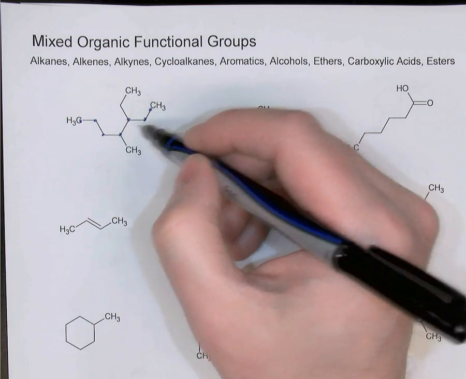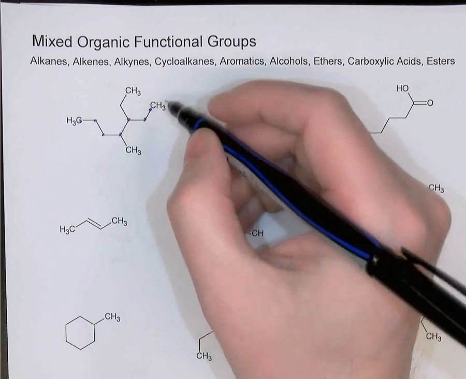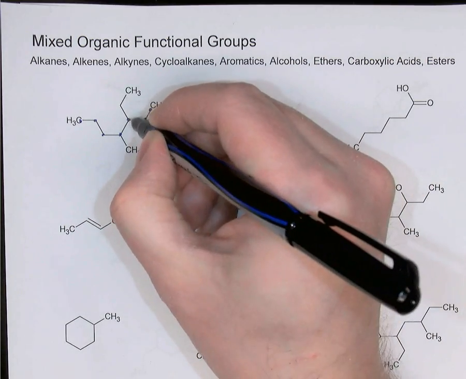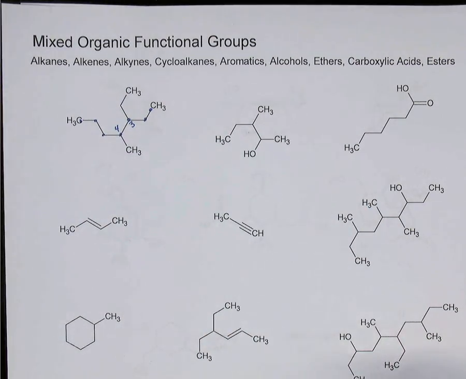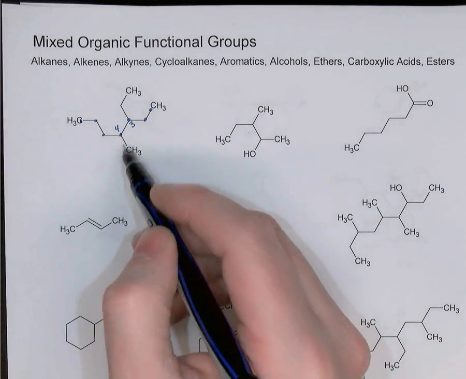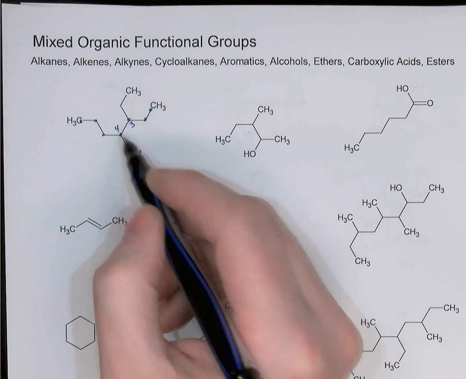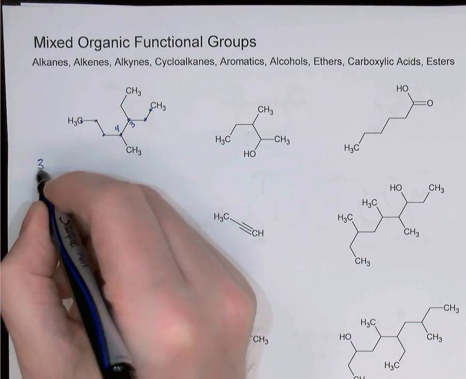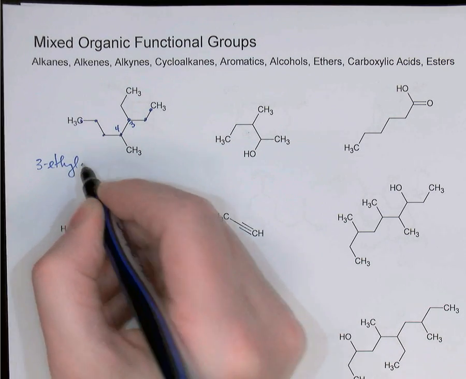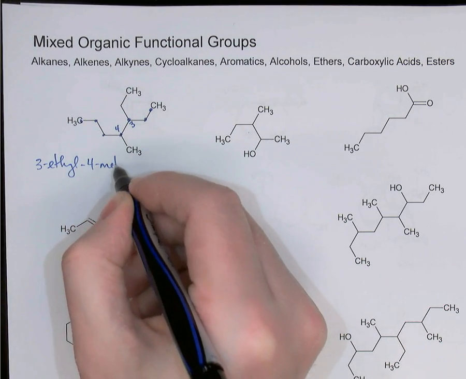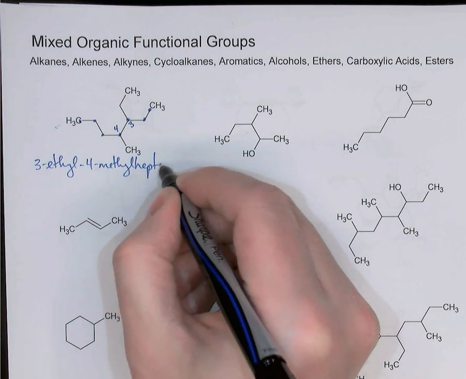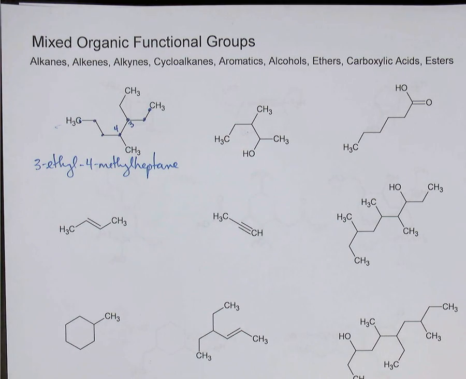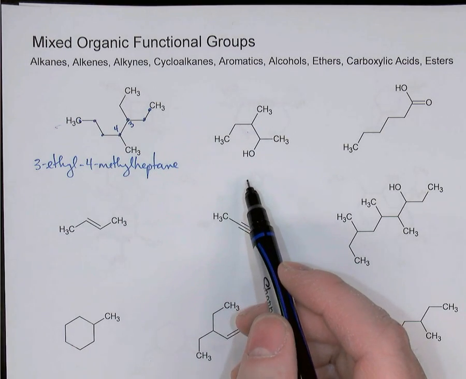We're going to start numbering the parent chain at the end closest to the branch. So we'll start at the right, which makes this the 3rd carbon and this the 4th carbon. So therefore, this molecule, naming the branches alphabetically, ethyl before methyl, this is going to be 3-ethyl, 4-methyl, and then there were 7 carbons in the parent chain, heptane. 3-ethyl, 4-methyl heptane. And notice the use of commas and dashes in the names.